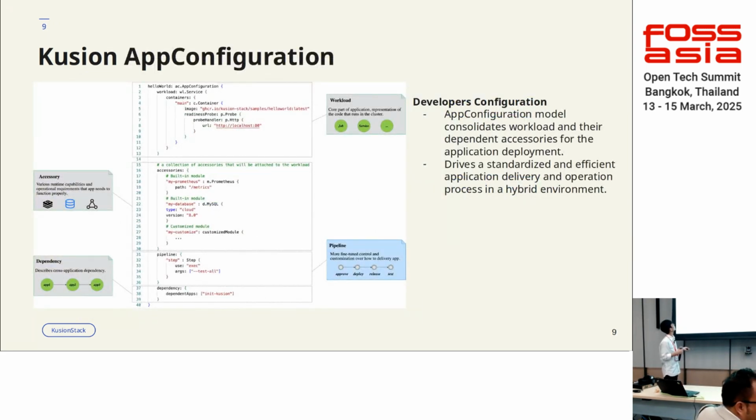And here comes the Kusion application configuration. The app configuration model serves to unify the workloads along with their associated components required for application deployment. It also incorporates pipeline and operational necessities into a singular, standardized, and infrastructure-independent declarative specification, say the pipeline block and the dependency block. This specification clearly reflects the user's intent regarding the application, facilitating a streamlined and efficient process for both application delivery and operation with a hybrid environment.